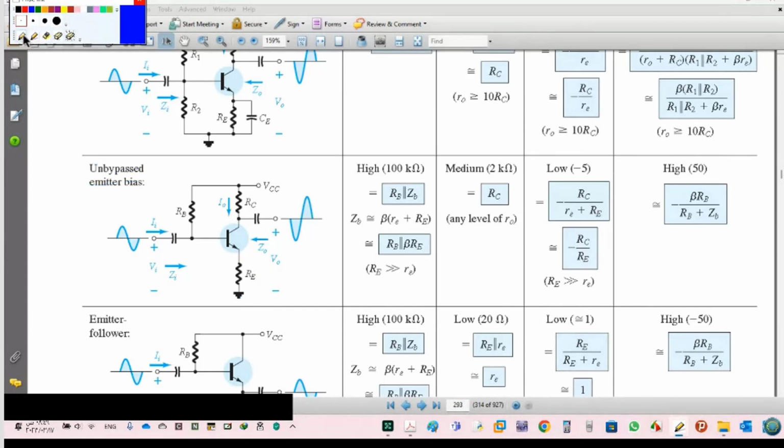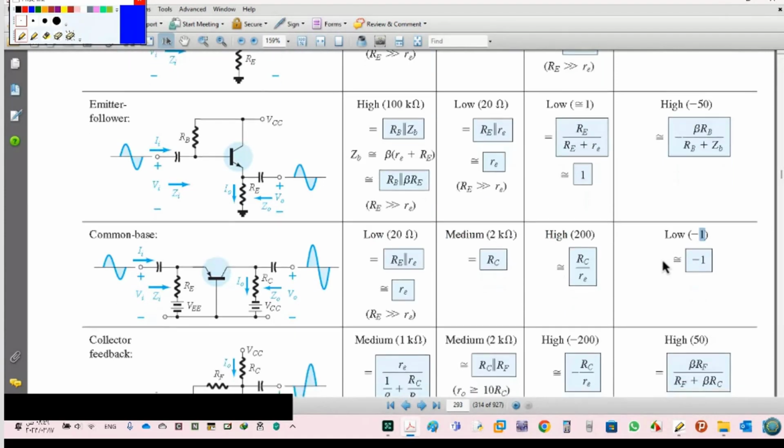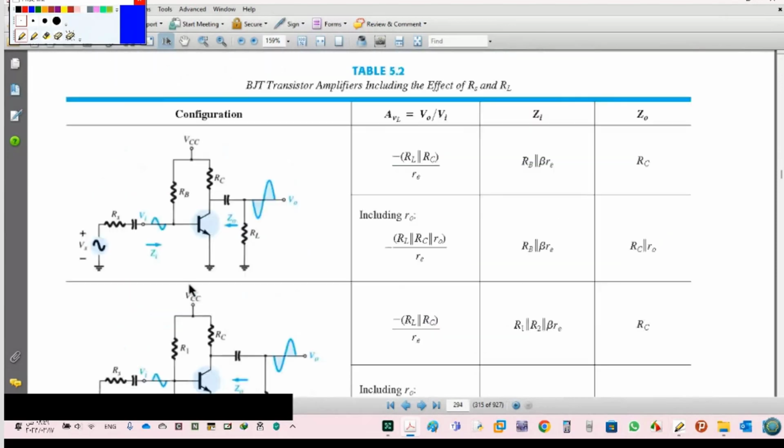So we can say emitter bias is like the fixed bias configuration. Here in our book, this is unbypassed, this is cancelled. Emitter follower is cancelled. Common base, yes, in exam. And see here, medium, AV is high, 200, whereas there is just one, that means just a change in the direction of current in common base. Collector feedback also cancelled.